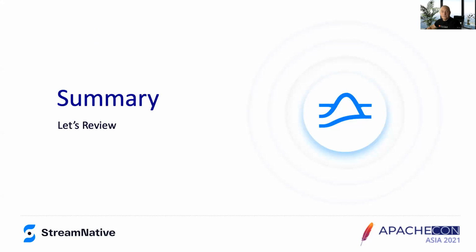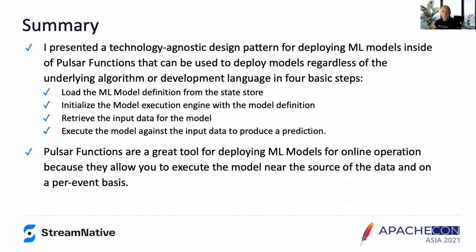So let's review. Covered quite a bit. Let's go back over what I've done. I've presented a technology agnostic design pattern for deploying machine learning models inside of Pulsar functions. And this works regardless of the underlying algorithm or development language. It consists of those 4 steps we talked about. You load the machine learning model definition into the state store. You can then initialize the model execution engine after you retrieve that model definition from the state store.